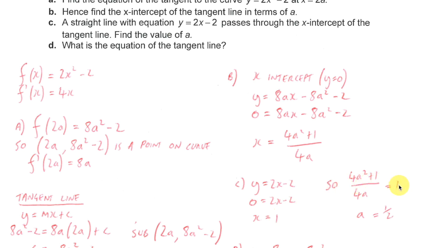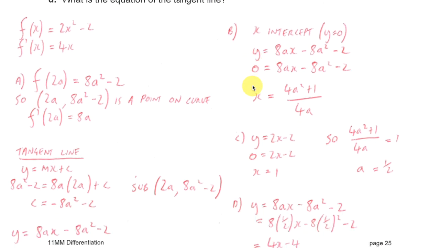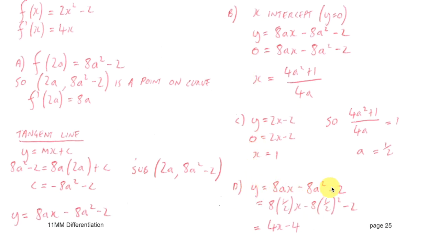I make that equal to my right-hand side. On the left-hand side, I have the x-intercept in terms of a. And if I solve for a, I get a equaling a half. So I now know that unknown constant a is in fact a half. So there's the value of a. D, what is the equation of the tangent line? Here's my tangent line in terms of a. I've now substituted the found a value, and I now know that the equation of the tangent line is in fact 4x minus 4.